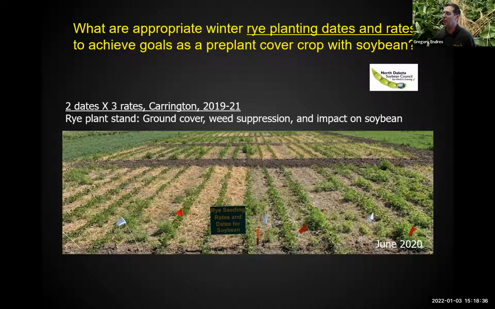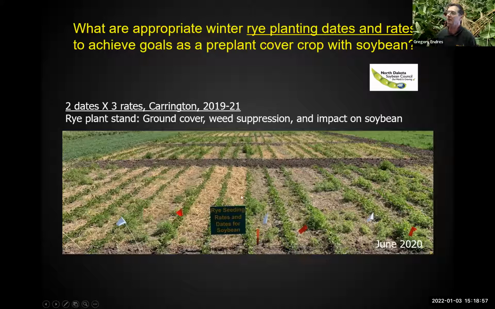It likely is for some weed suppression. Maybe for some livestock feed. So there's a lot of reasons to consider using rye preceding soybean. So we wanted to generate some numbers to help answer that question. What's the best date and rate for planting winter rye in the fall based on a producer's goals?